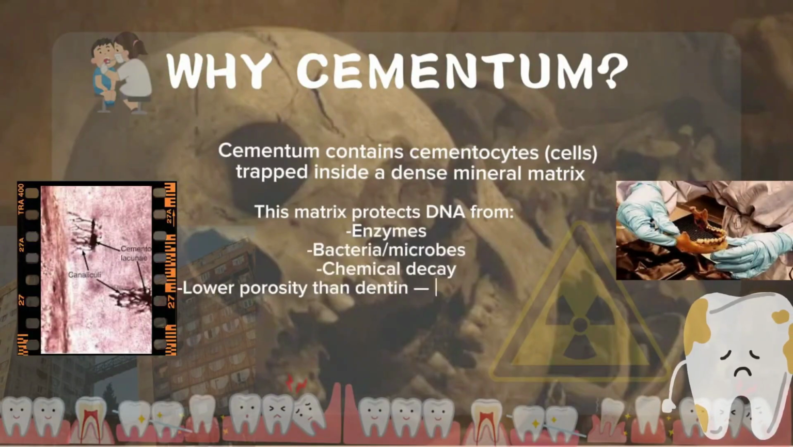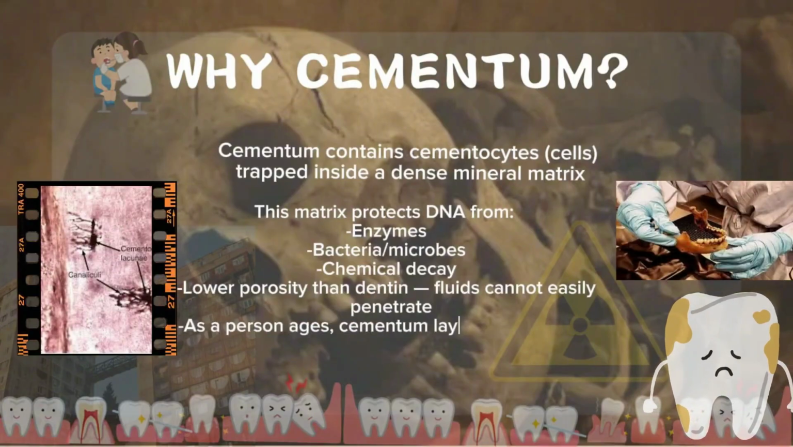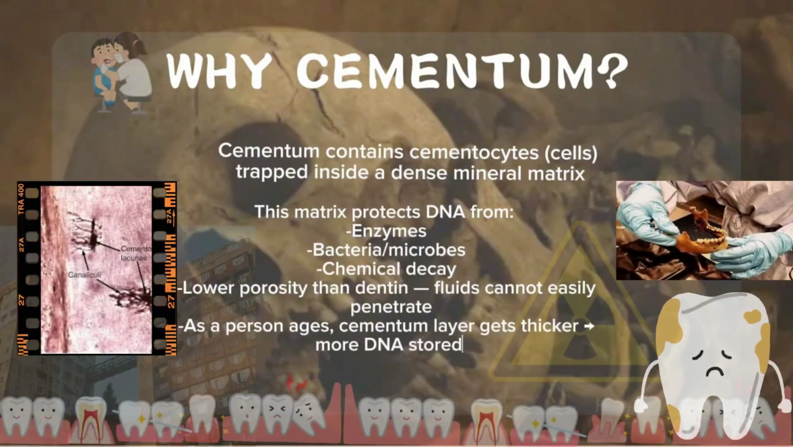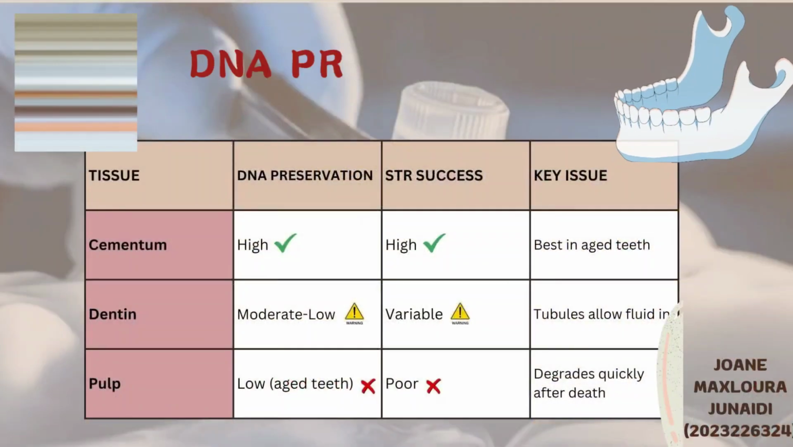Unlike dentin, cementum has much lower porosity. This means fluid and microbes simply cannot penetrate it as easily, keeping the DNA safe inside. And here is something fascinating: as the person gets older, the cementum layer actually gets thicker. So more cementum means more cementocytes, which means more DNA present. Look at the side by side.